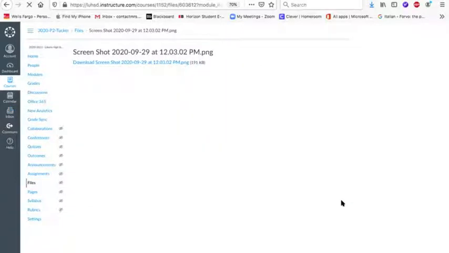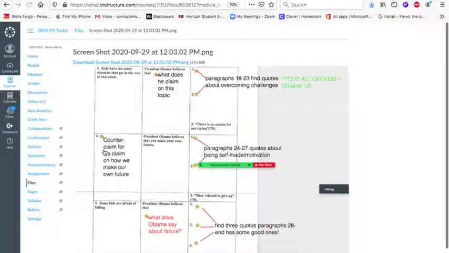And then once, going back to the second page, once you have done the counterclaim, you already have your claim. You then need to find 2 paragraphs about whatever he's talking about being self-made, about making your own future and having motivation and, you know, creating your own destiny. And then in the last row, I have your counterclaim already here, but you've got to figure out in terms of failure, what does Obama say about failure? And you might find some good information about that in paragraphs 28 to the end.